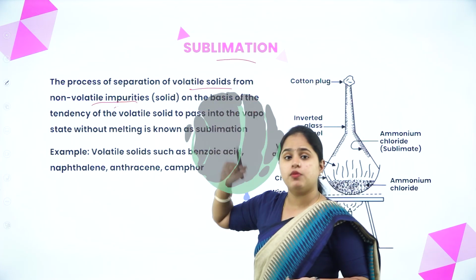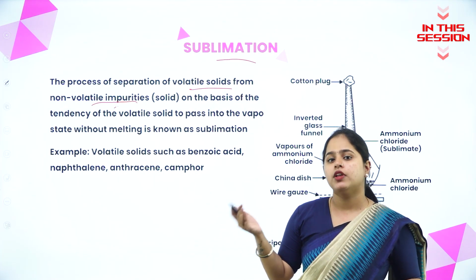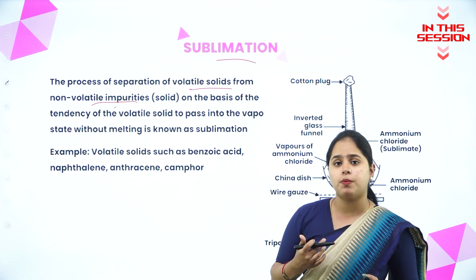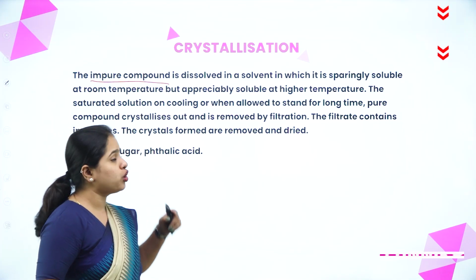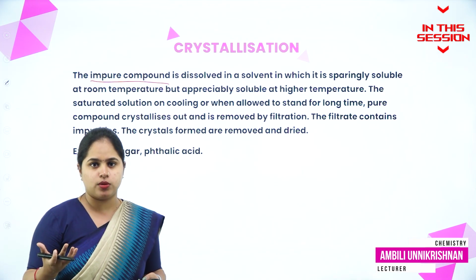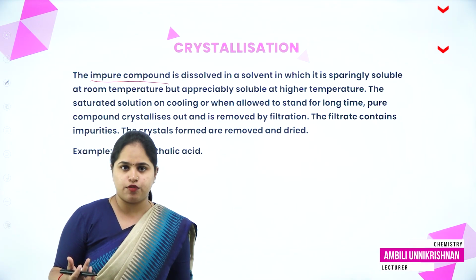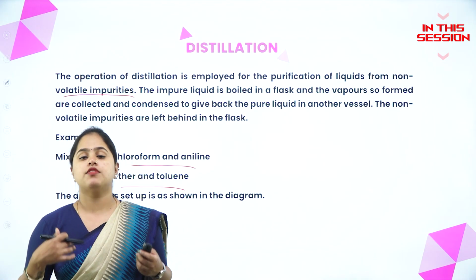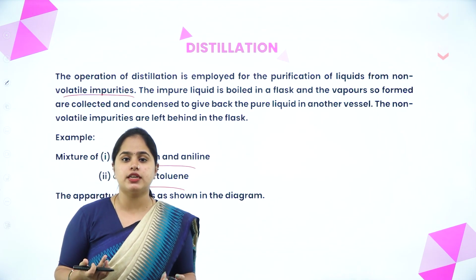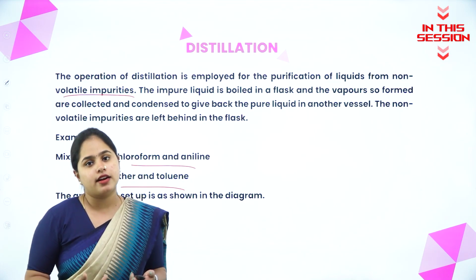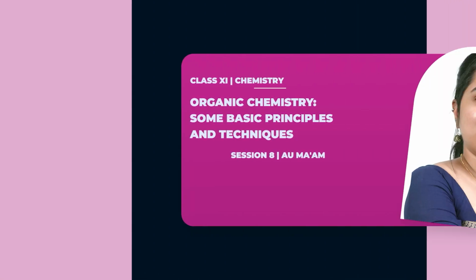The substance which we want to purify is volatile, and the impurities are non-volatile. In such cases, we can use the sublimation process. Once the impure compound is mixed with the solvent, we heat it and we get a saturated solution. We either keep it aside for a long time or else we filter it. Under distillation itself, there are different types: fractional distillation, steam distillation, and distillation under reduced pressure.